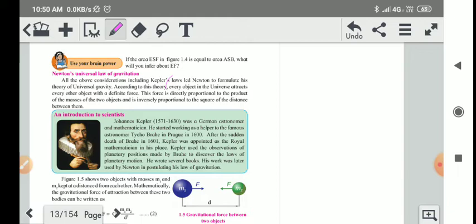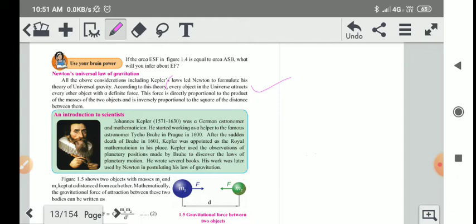Every object in the universe attracts every other object with a definite force, and this force is directly proportional to the product of masses of two objects and inversely proportional to the square of distance between them. So this is a very important law of Newton, that is the universal law of gravitation.